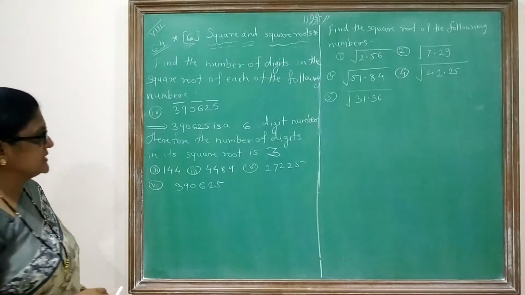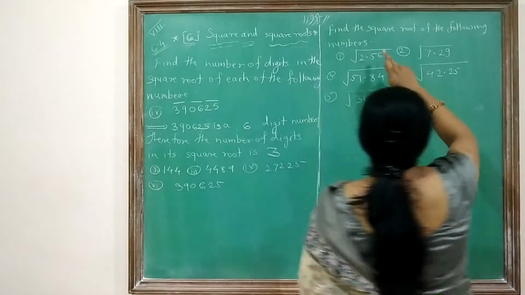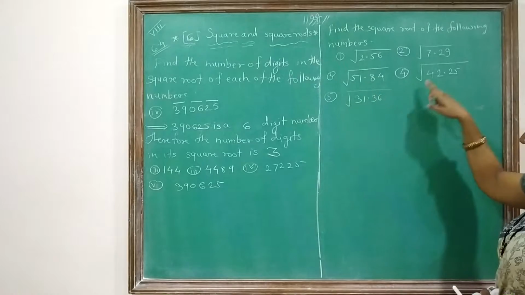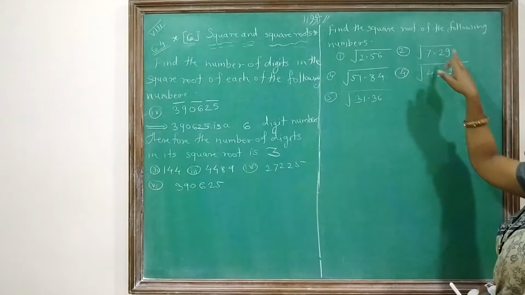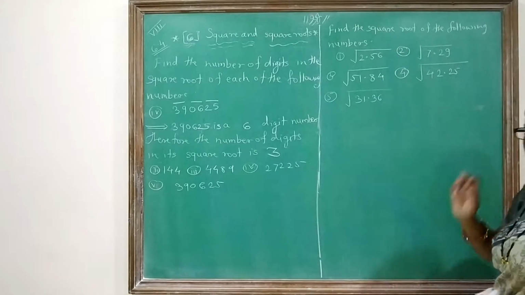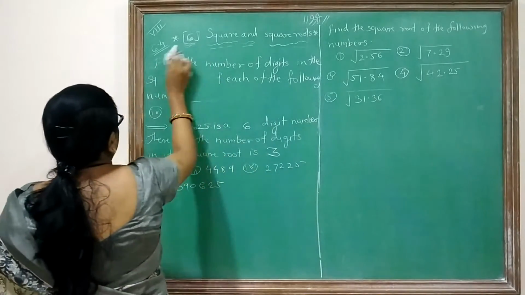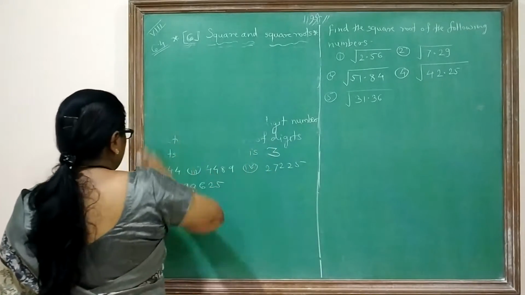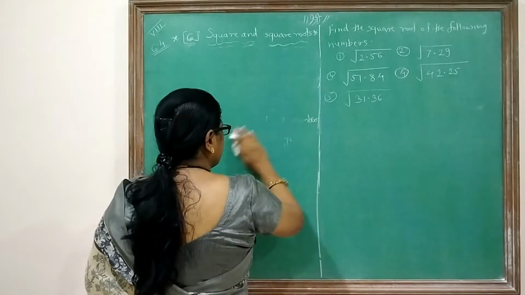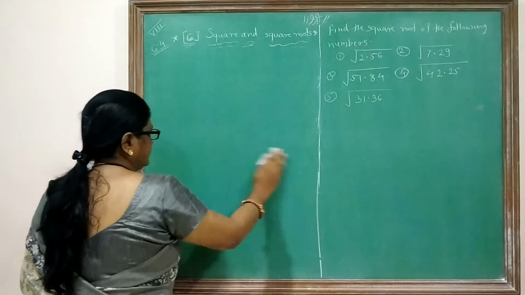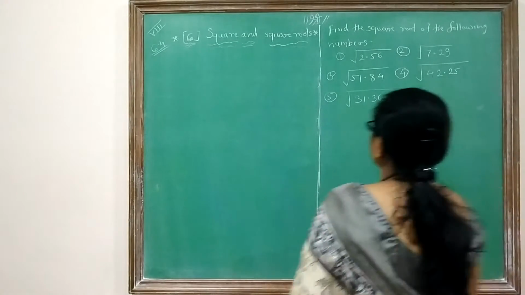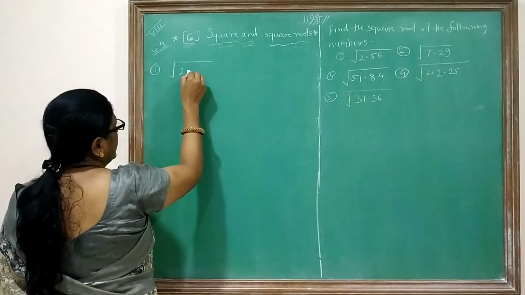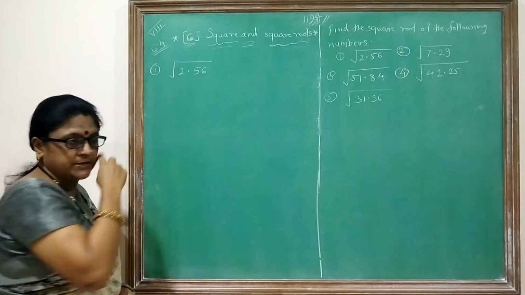Then see the next example. Your next example is: find the square root of the following. These examples are given. Then in which way can you find its square root? See here. Your first example is under root of 2.56.